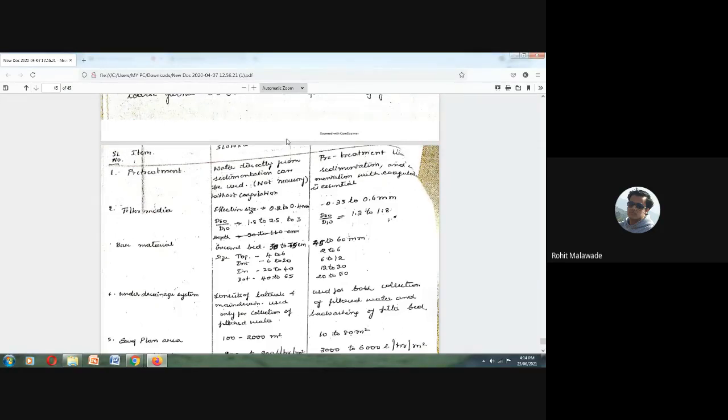Okay, so now directly we are going to discuss the differences. This is one of the important questions that has been asked many times in your exams. So we will see what is the difference between slow sand and rapid sand filter.